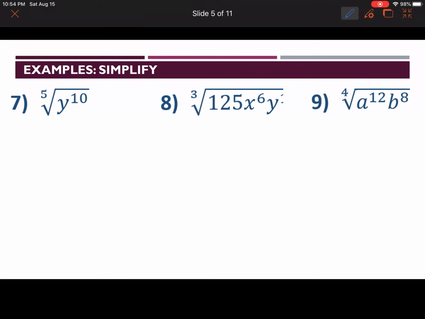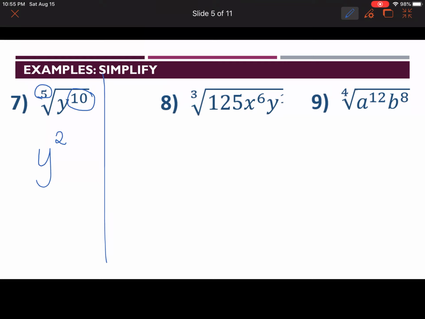Okay, so number 7 does not fall into the even, odd category because 5 is not even. So the easiest way to think of variables is if I have 10 people, how many groups of 5 could I make? With 10 people, I can make 2 groups of 5. So that means I have y squared.